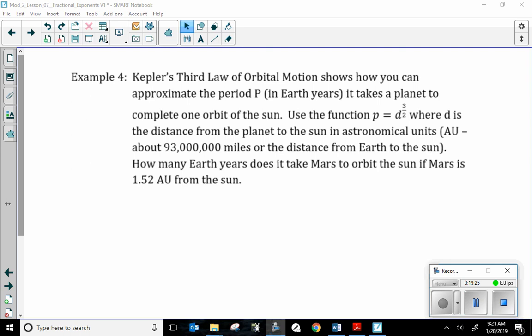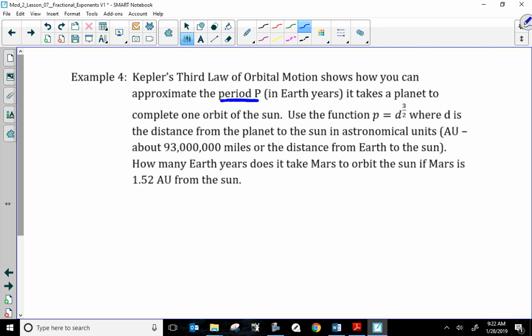10 AUs. All right. Don't worry. You can play around with that number yourself. But this is all like useless information they're giving you here. They really give you a lot of stuff that's not really important to solve this word problem, which is what word problems love doing, which is why people hate word problems. So, how many Earth years does it take Mars to orbit the sun if Mars is 1.52 AUs from the sun?